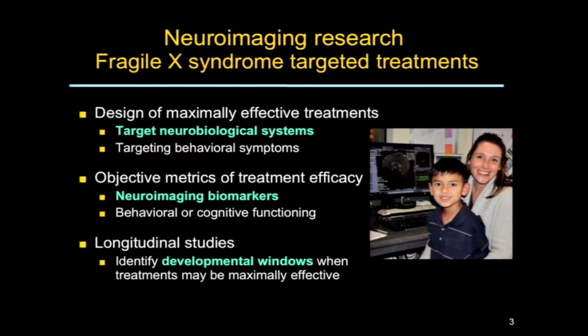Neuroimaging is able to help us design effective treatments because we can target the neurobiological systems that are affected in Fragile X, instead of or in conjunction with targeting behavioral systems or symptoms. Neuroimaging can also help us identify objective metrics of treatment efficacy. We can look at neuroimaging biomarkers, like the volume of a region, in conjunction with or instead of behavioral or cognitive functioning metrics. And finally, longitudinal studies can help us identify particular developmental windows when specific treatments may be maximally effective.